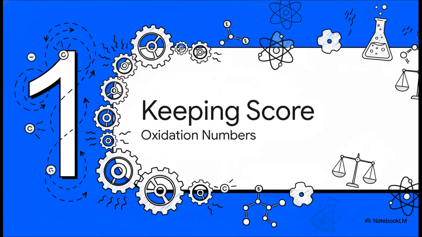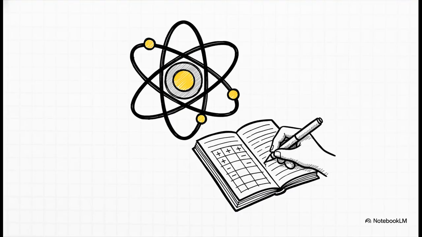Okay, so if electrons are being traded back and forth, how do we actually keep score? How do we know who's up and who's down? For that, we use a really clever accounting system called oxidation numbers. The best way to think about an oxidation number is like an account balance for an atom's electrons. It's a hypothetical charge that tells us whether an atom is in an electron surplus or deficit within a compound. It's our tool for keeping the books.